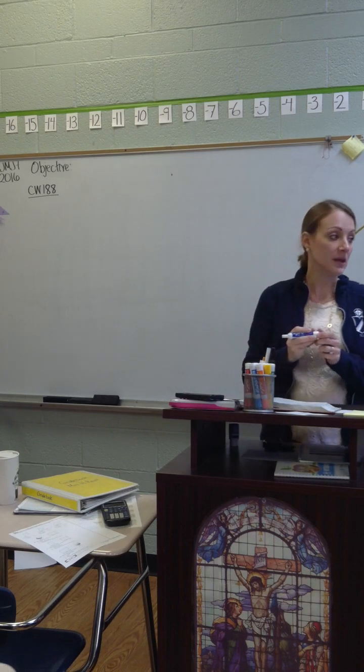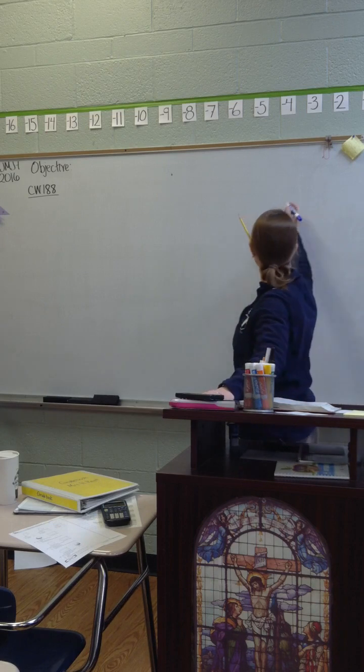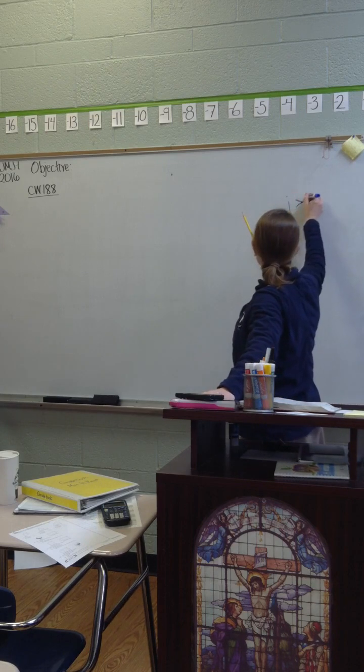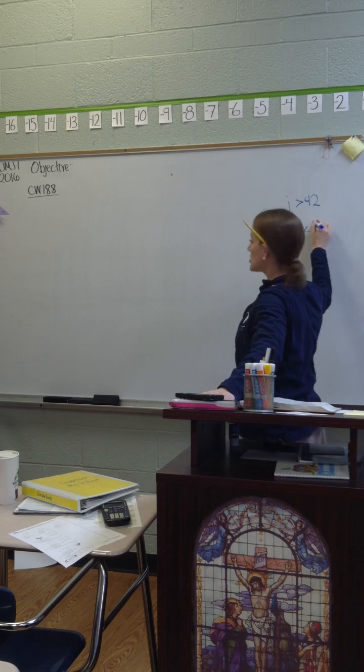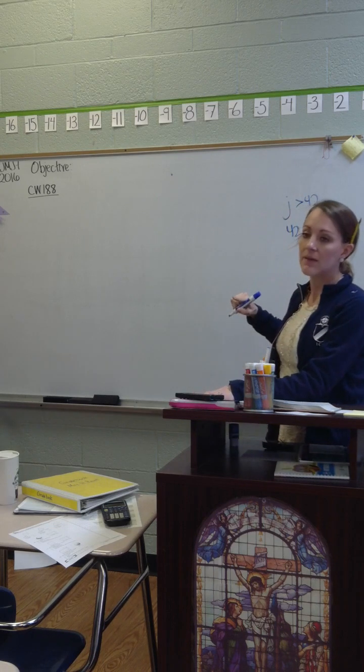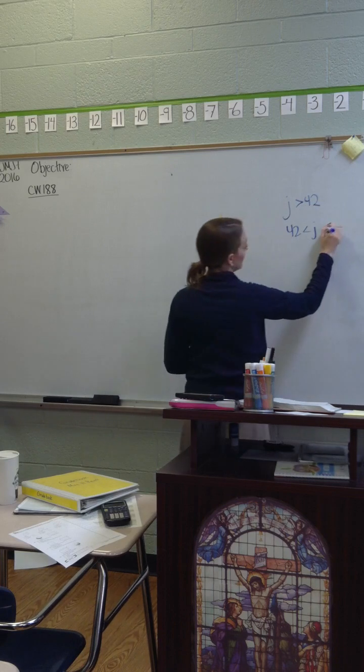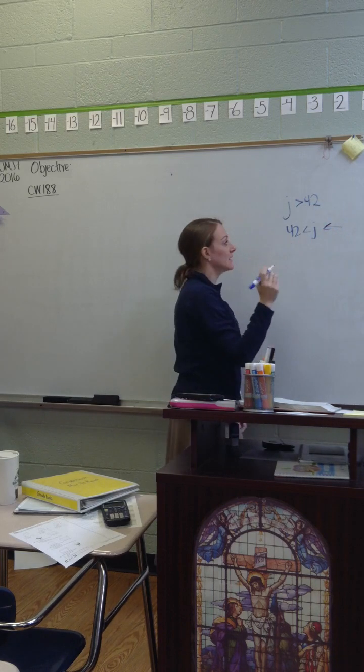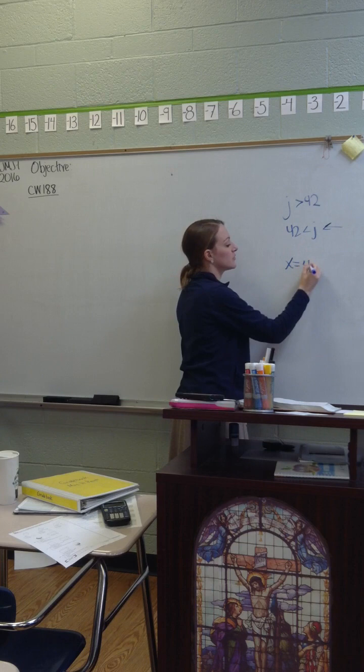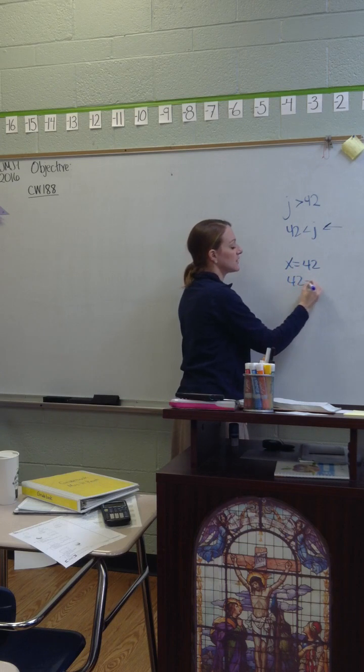Number 3. We should have J is greater than 42, or 42 is less than J. Is that what you had? Yeah. Okay. This is an equivalent statement. It's the same as saying X equals 42 or 42 equals X.